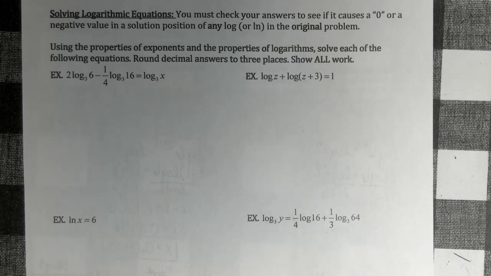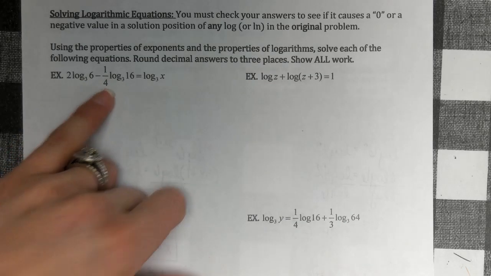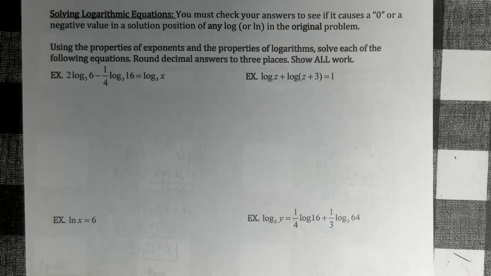Now if you start with logs, you might have to go to exponential. Okay, so here I have 2 times log base 3 of 6 minus 1/4 times log base 3 of 16 equals log base 3 of x. So, properties of logs. I have 2 logs on the same side. I'm going to condense that, just like we did in 7.5.